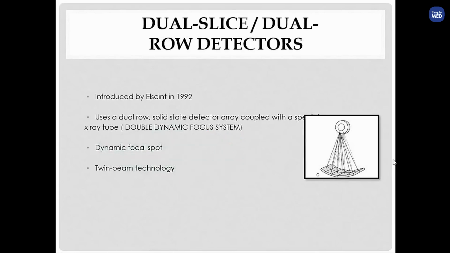Now we have the dual row detector. It was introduced by Elscint in the year 1992. Here there are two rows of detectors. You can see two rows for the detector. There will be a dynamic focal spot, and we call it twin beam technology.